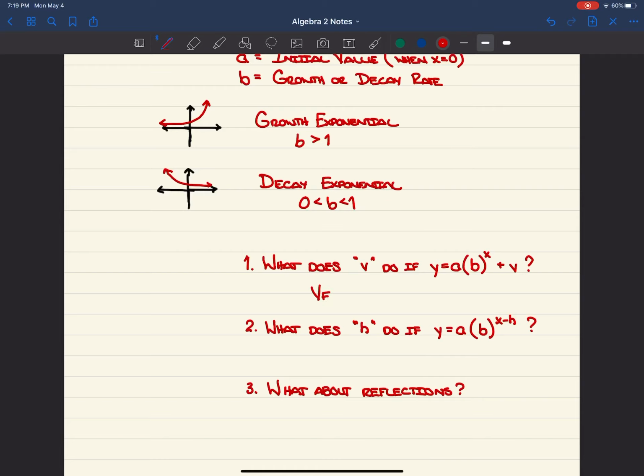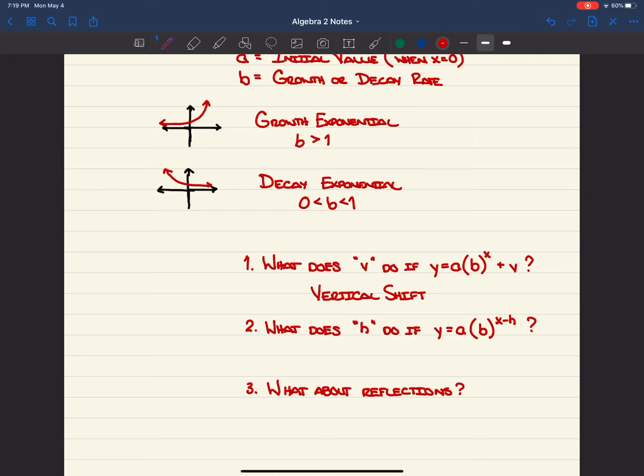But your v value is going to be your vertical shift. So it's going to move your graph up and down depending on what that v value is. If you add a value, it's going to move my graph up, which means it moves that asymptote that was on our x-axis up. If that v value, say, is minus some number, then that's going to move our horizontal asymptote down. Then we may go underneath the x-axis.